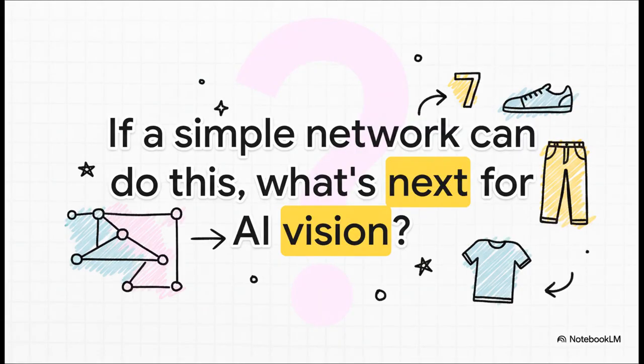And that really leaves us with a pretty wild thought, doesn't it? If a simple network, just like the one we talked about, can get this good at identifying complex images, it just makes you wonder, what's next? What comes after this for AI vision? Are there even any limits? It's a really exciting thing to think about.